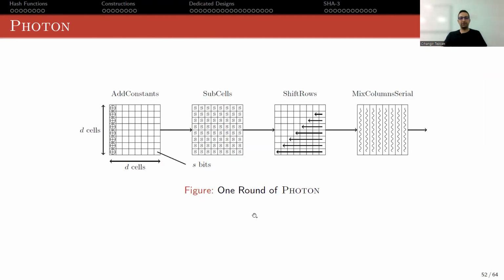So here's a picture of it, one round of PHOTON. Since the internal size is larger than AES, these are the places. You add constants to these parts, then you perform SBox to all of these in parallel, then perform shift rows, then mix columns. Looks like AES, but instead of 4 by 4, it is like 8 by 8, right?